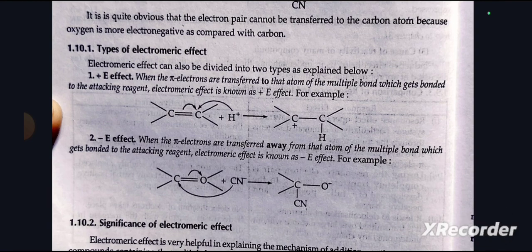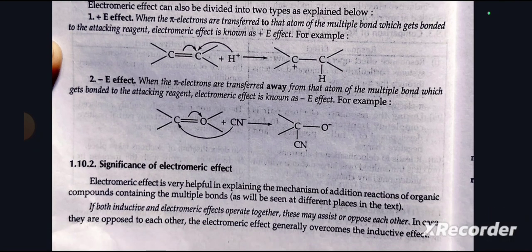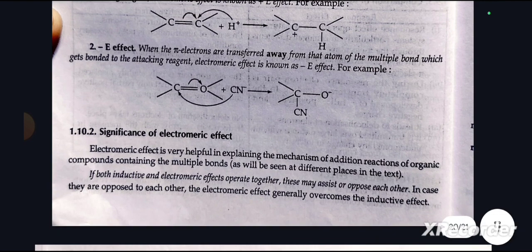1.10.1 Types of electromeric effect. The electromeric effect can also be divided into two types as explained below. First, plus E effect: when the pi electrons are transferred to the atom of the multiple bond which gets bonded to the attacking reagent, the electromeric effect is known as plus E effect. For example, C double bond C plus H positive gives C positive, CH. Second, minus E effect: when the pi electrons are transferred away from the atom of a multiple bond which gets bonded to the attacking reagent, the electromeric effect is known as minus E effect. For example, C double bond O plus CN negative gives CN-C-O negative.